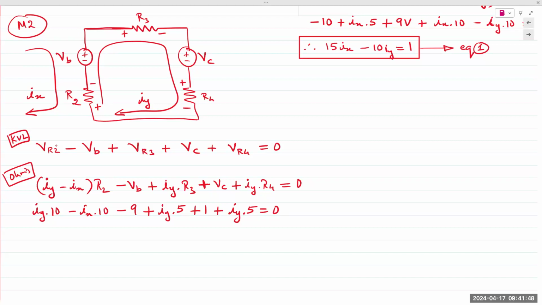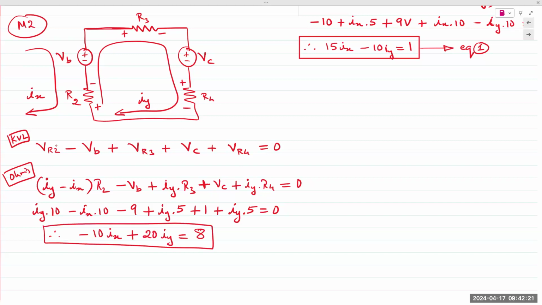You add up and reduce all the values, and you would obtain, let's see, Ix, there's only 1 term, so minus 10 times Ix, plus, let's see, 10, 5, 5, 20, 20 times Iy gives me minus 9 plus 1 is minus 8. We take it to the other side, we get plus 8. I'm going to call that equation 2.